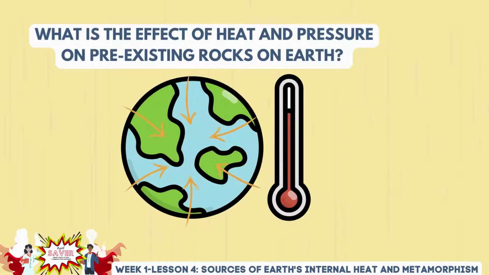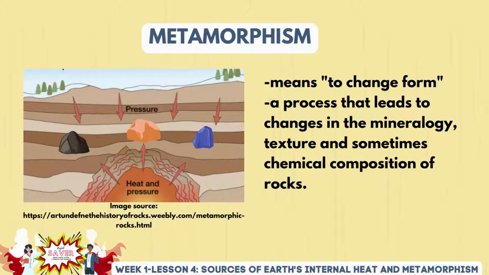Aside from high temperature, the Earth's interior also has high pressure. What is the effect of heat and pressure on pre-existing rocks on Earth? Let's talk about the next topic, which is metamorphism. Metamorphism means to change form. It's a process that leads to changes in the mineralogy, texture, and sometimes chemical composition of rocks.